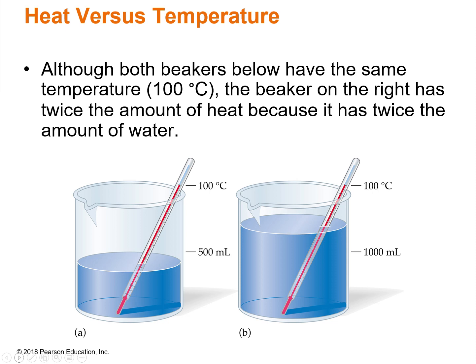Let's compare heat and temperature. Now we said with our definitions, heat is the sum of all the energy of all the particles in a system. Temperature is the average energy of a particle in the system. If we've got 2 beakers that have water at the same temperature but different amounts, the one on the left has 500 milliliters, the one on the right has 1,000, the beaker on the right, the one with the 1,000 milliliters, has twice the amount of heat.